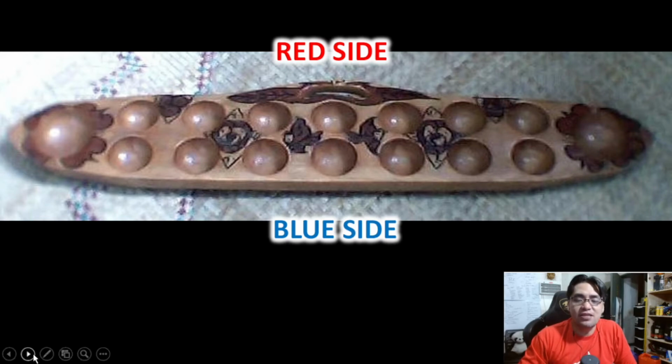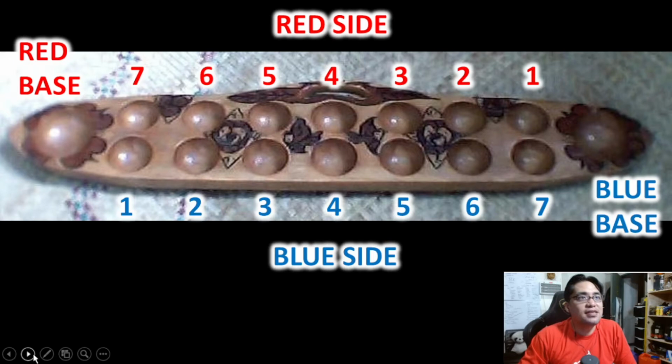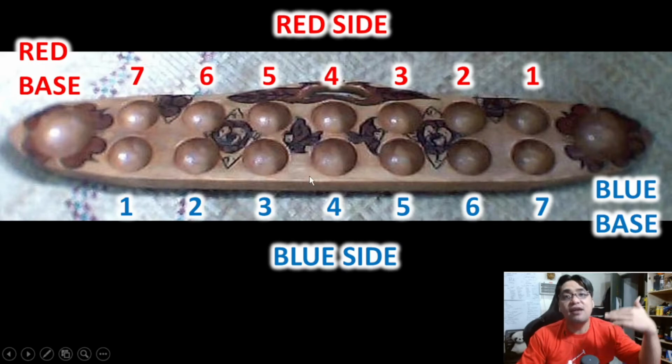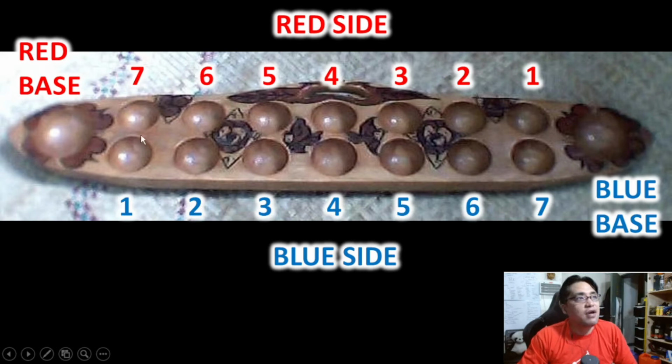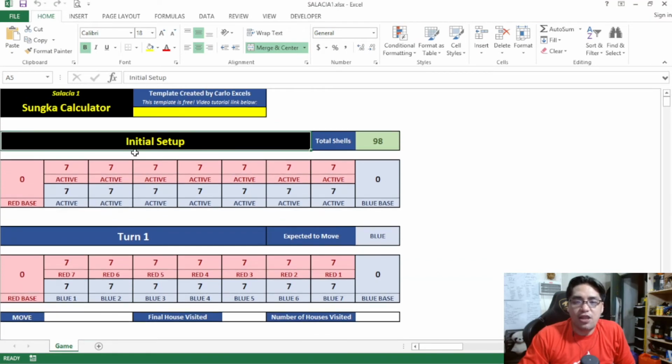So that you're not so confused, this is how the Sungka calculator labels the parts of the Sungka board. You have the blue side, facing you, and the red side in the opposite direction. You have blue house 1, blue house 2, blue house 3, blue house 4, blue house 5, blue house 6, blue house 7, and then the blue base, your base. On the red side, you have red house 1 through red house 7, and then the red base, your opponent's side. Going back to the Sungka calculator, that is how the Sungka board is represented.